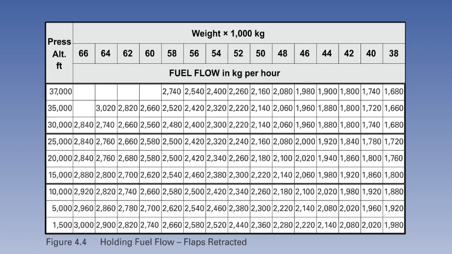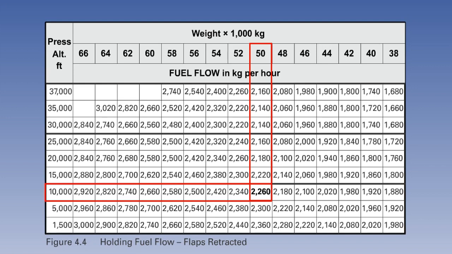Figure 4.4 is used to determine the fuel required for holding at various aircraft weights and altitudes. The pressure altitude for the hold is shown in the left-hand column, and the aircraft weight is shown in bold type in thousands of kilograms along the top of the table. Enter with the aircraft weight and pressure altitude, interpolating as necessary, and read off the fuel flow in kilograms per hour where they intersect.